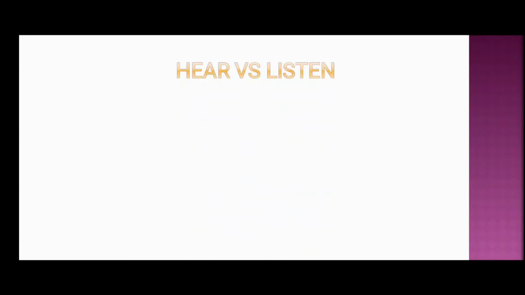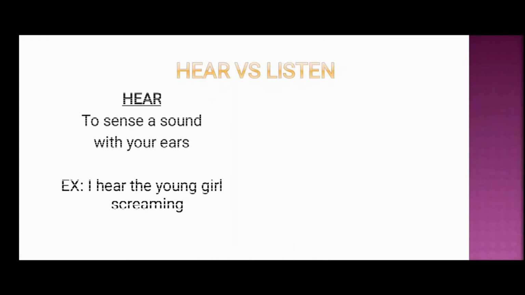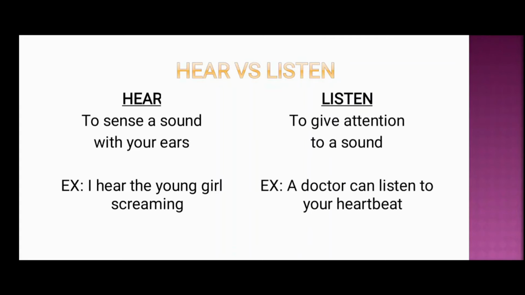The difference between hear and listen. Hear means to sense a sound with your ears. For example, I hear the young girl screaming. Listen means to give attention to a sound. For example, a doctor can listen to your heartbeat. I repeat, hear means to sense a sound with your ears. Listen means to give attention to a sound. Now, do you understand the difference between hear and listen?